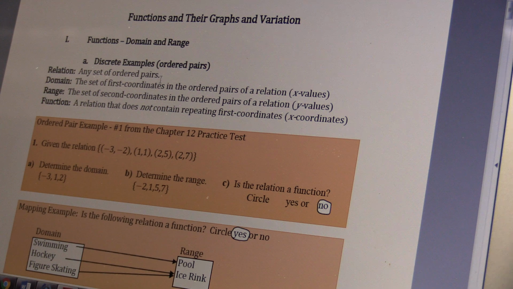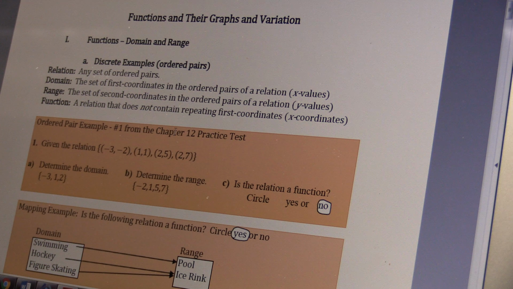So an example off of the practice test, the first example, example number 1, given the relation (-3, -2), (1, 1), (2, 5), (2, 7), the ordered pairs, it's asking what is the domain. The domain would just be the list of all x coordinates, which would be -3, 1, and 2. And you do not have to list the 2 twice because it's already listed. The range would be -2, 1, 5, and 7, all the y coordinates.